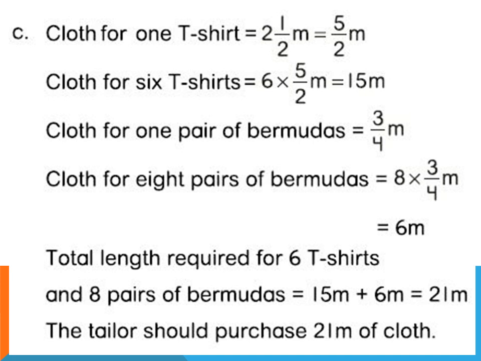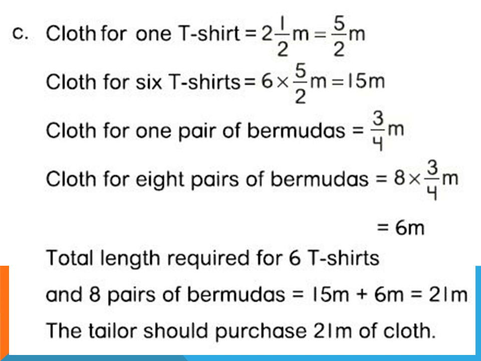So this is the answer. Cloth for 1 t-shirt equal to 2 1/2 equal to 5/2 meter. Cloth for 6 t-shirts will be 6 into that much. So 6 into 5/2, 2 will cancel out 6 and it will become 3. 3 into 5 is 15 meters. So cloth required for 6 t-shirts is 15 meters.